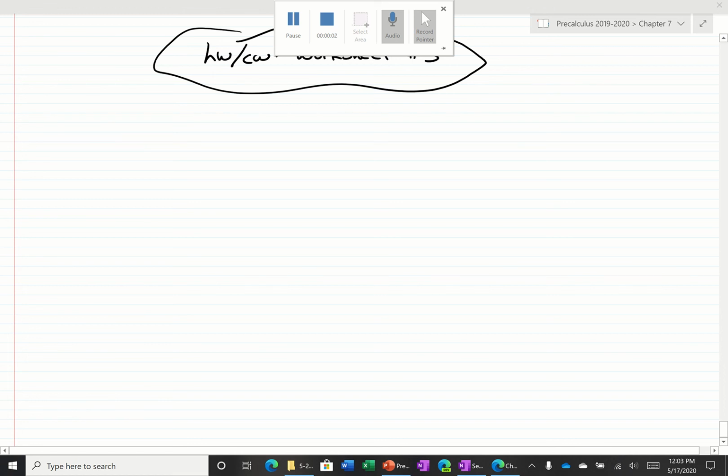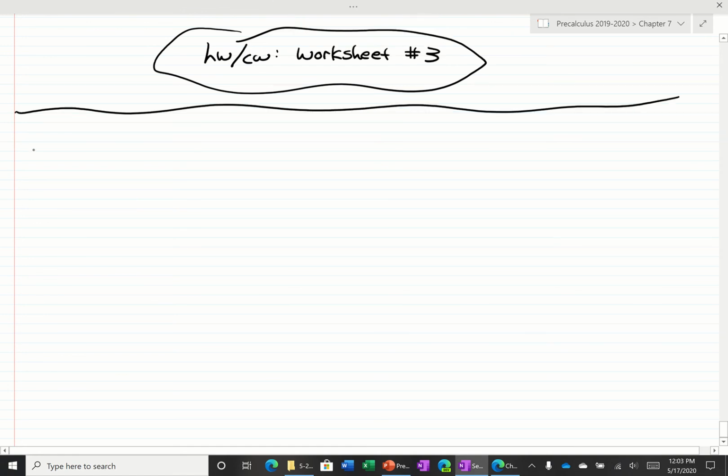Alright, so let's go over worksheet number 3. First problem was a warm-up problem. 1 over x minus 1 minus 2 over x plus 1 is equal to 4. So if we want to solve for x, what we could do is multiply by the LCD. Or the way we've been doing these trig functions is getting a common denominator.